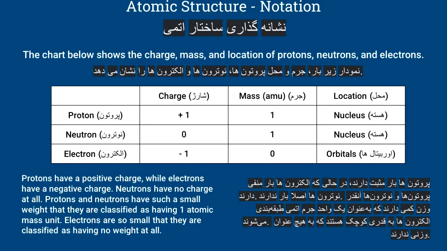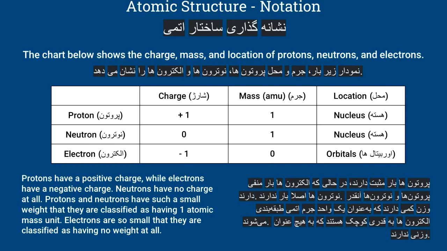Each part of the atom has a specific charge, mass, and location. However, since each part is so small, scientists have come up with a specific unit for mass of protons, neutrons, and electrons, called AMU. As you can see from the chart, protons have a positive charge of 1, a mass of 1, and they are located in the nucleus.